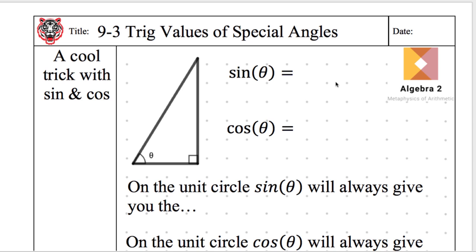This is Algebra 2, 9-3, trig values of special angles. It's actually pre-calculus, but we're reviewing Algebra 2. So I want to show a cool trick with sine and cosine.